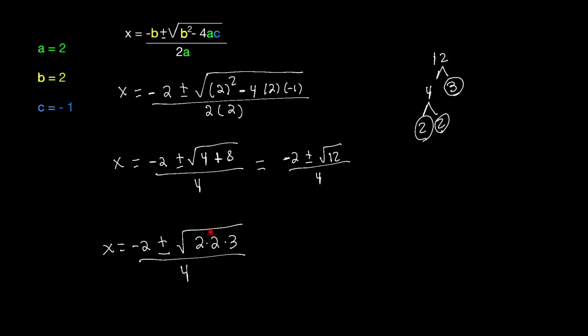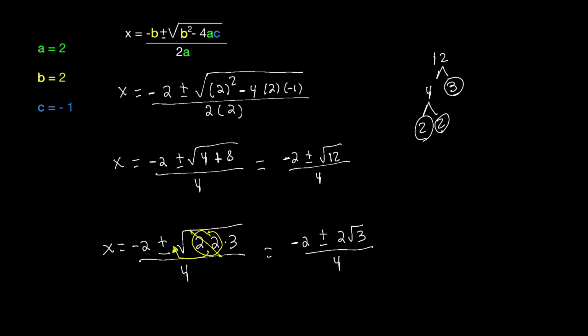Now I'm going to try and get all of the pairs underneath the radical, and for each pair that I get, one of that quantity is going to exit the square root. And then I'm going to cancel out the pairs. So this is going to leave me with negative 2 plus or minus 2 root 3 all over 4.